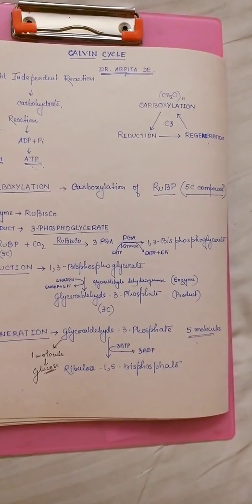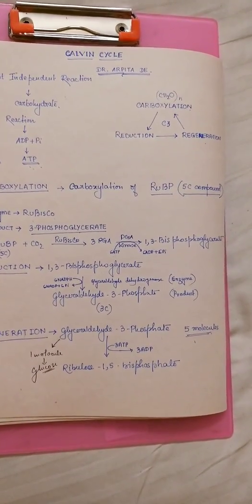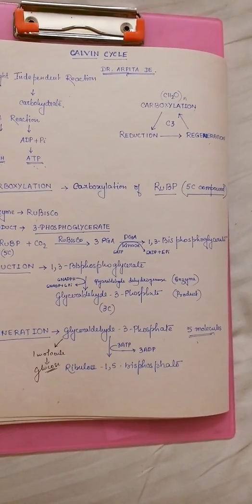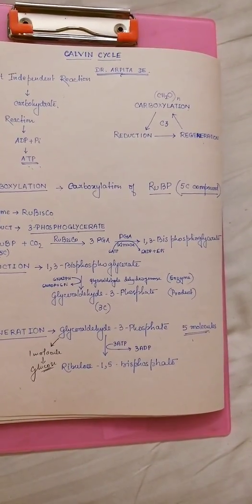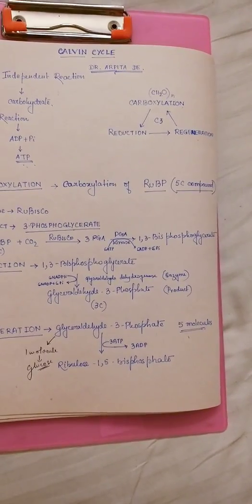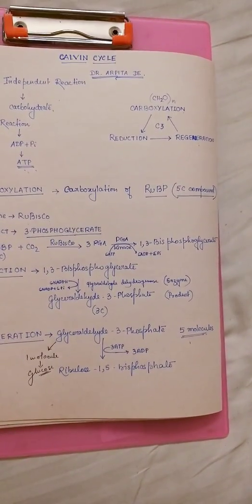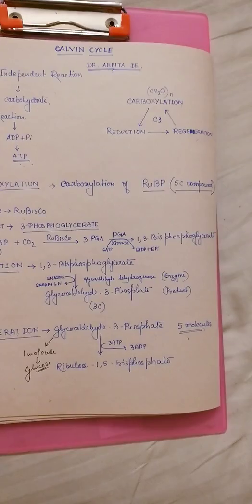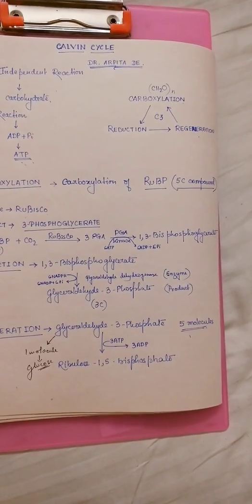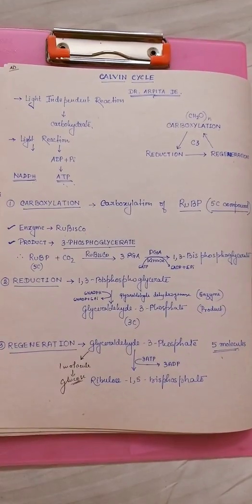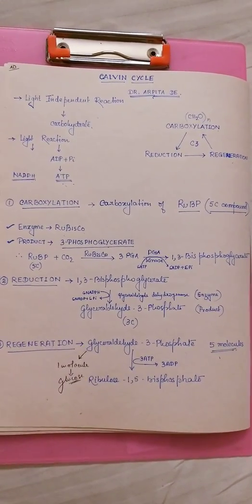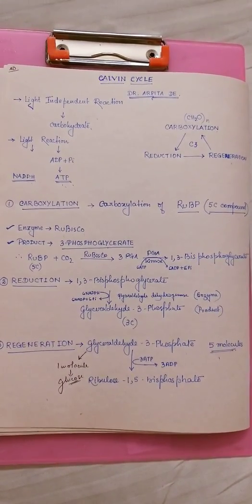3 CO2 combined with 3 RuBP acceptors making 6 molecules of glyceraldehyde 3-phosphate. 9 ATP are converted to 9 ADP, 6 during fixation step, 3 during regeneration step. 6 NADPH are converted to 6 NADP plus during the reduction step. So this is the entire picture of Calvin cycle in brief.